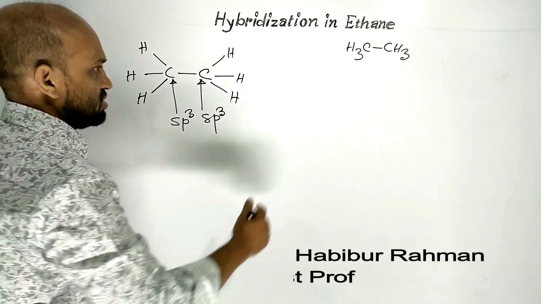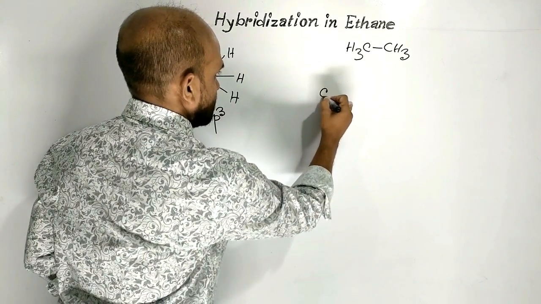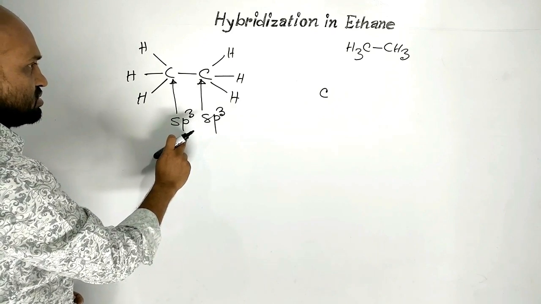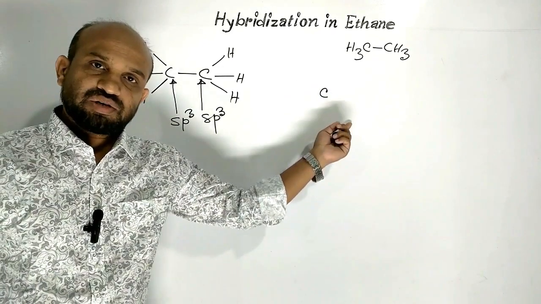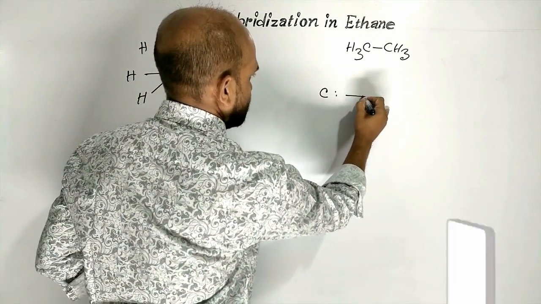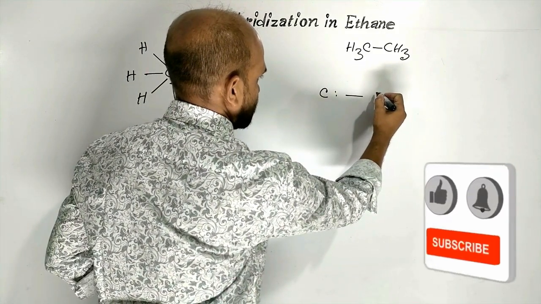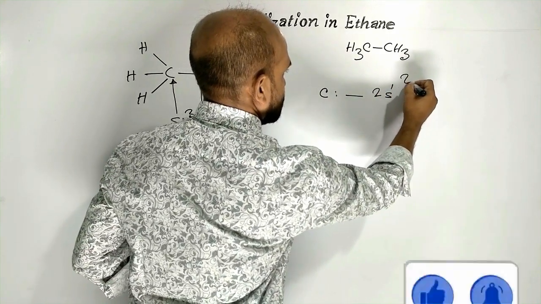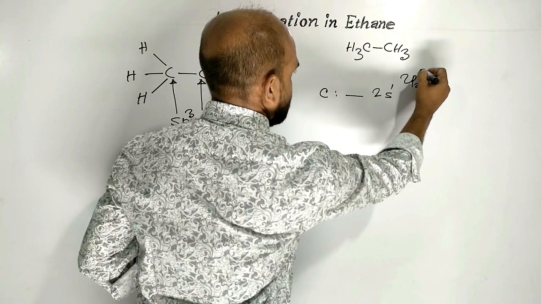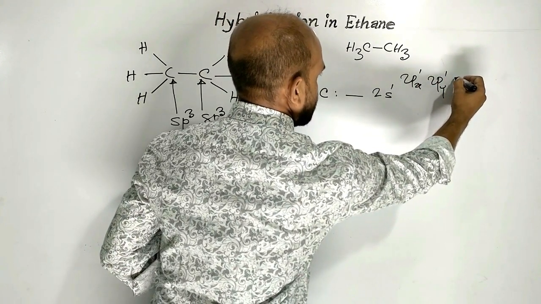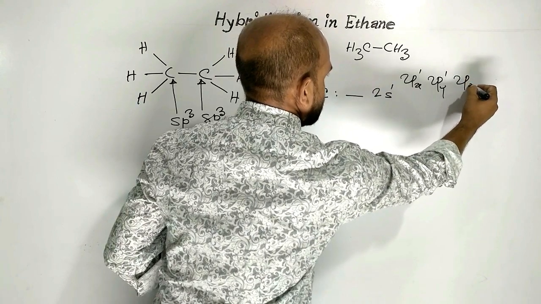That is here, one s orbital and 3 p orbitals participate in hybridization. The outermost shell electronic configuration is 2s1, 2px1, 2py1 and 2pz1.